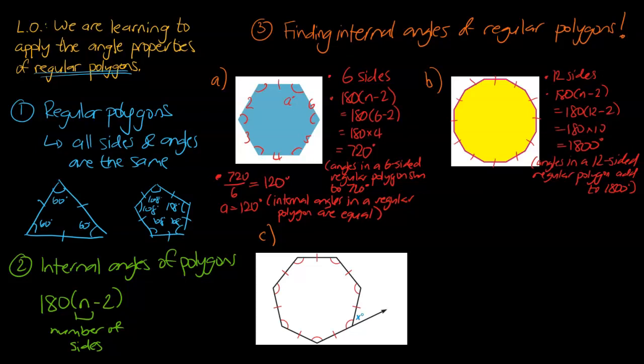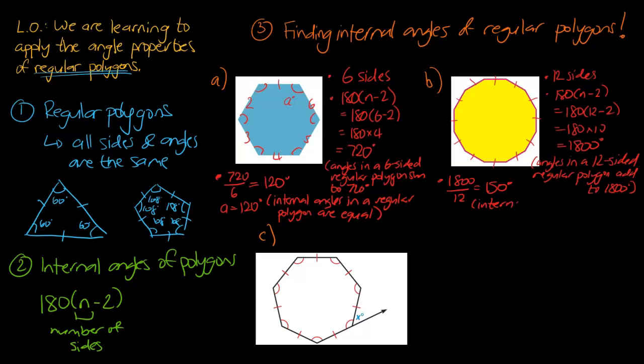12, because there are 12 sides, which means there are 12 angles, which means we can chop 1800 in 12. So we're going to go 1800 divided by 12, and that is going to be 150 degrees. So that means all of the internal angles are going to sum to that much. We haven't got a letter to relate it to, but we can leave our final answer as 150 degrees. And don't forget about your reasoning.